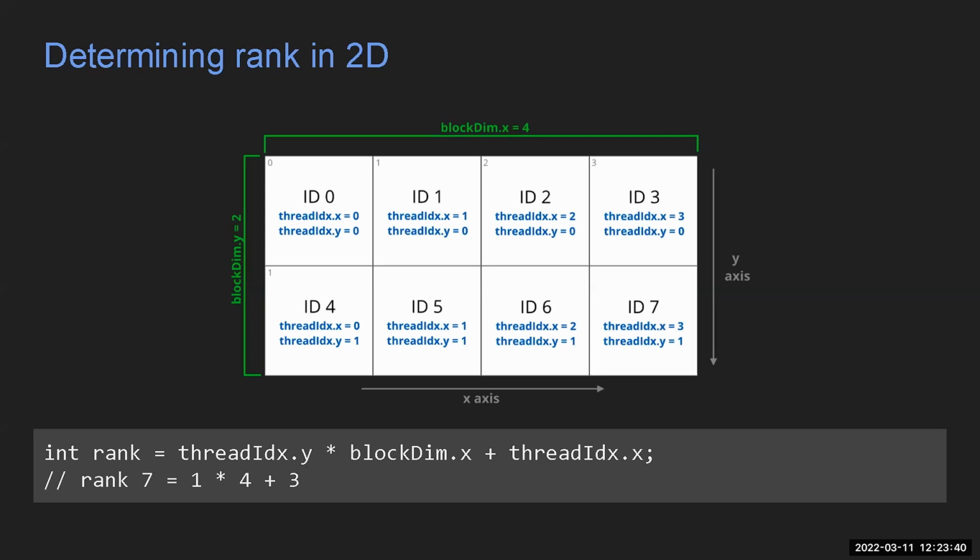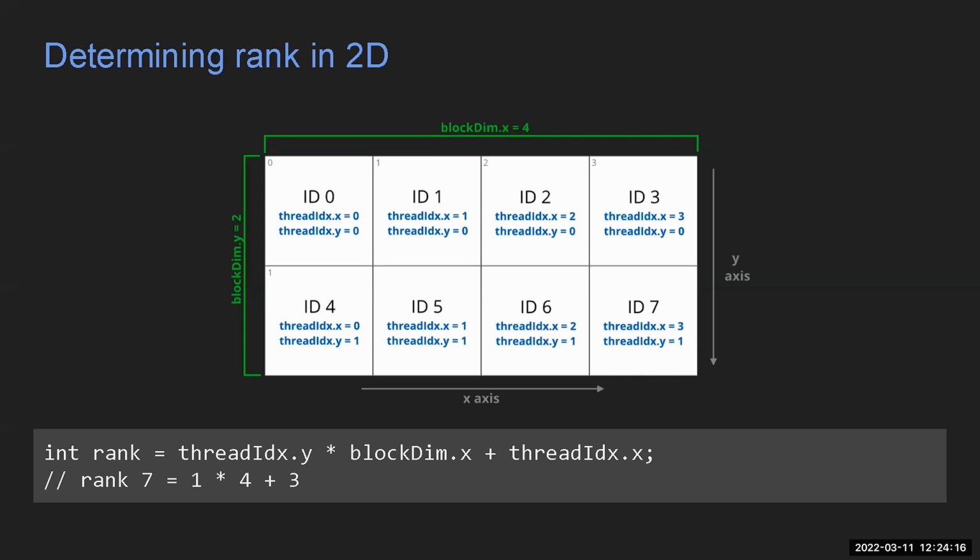If we're going to count the threads that came before the one we're interested in, the easiest way I've found is to first consider all of the complete rows that come before the thread we're interested in. We can do that by looking at our y index. We have a y index of 1 for the thread we're interested in, and that means there's 1 entire row before us.